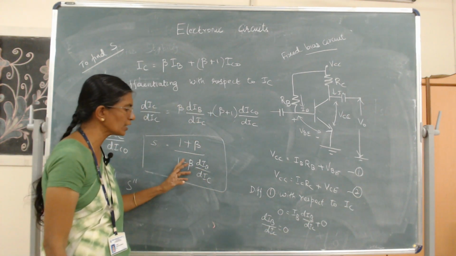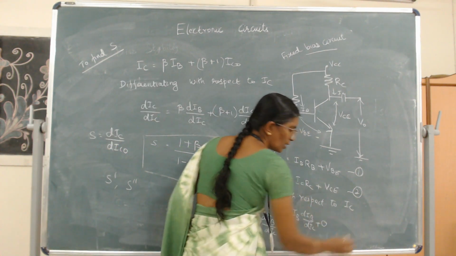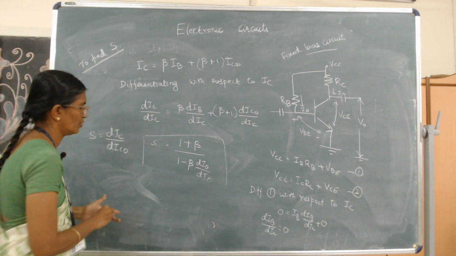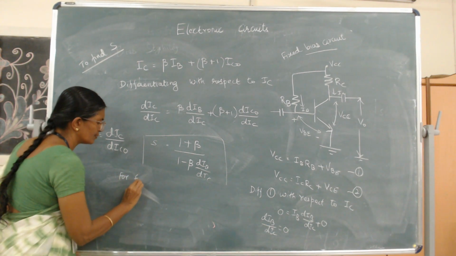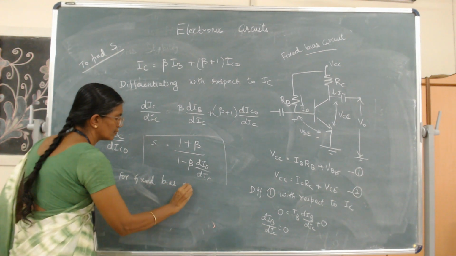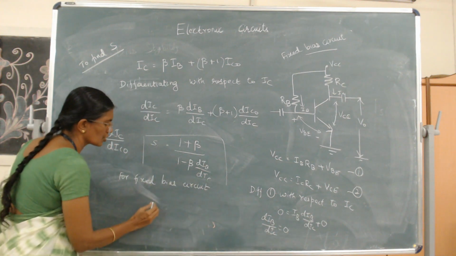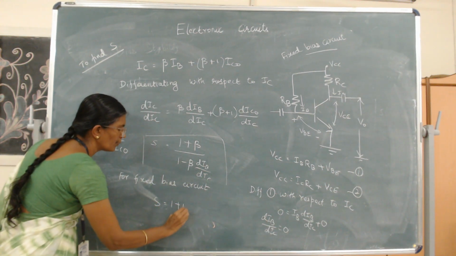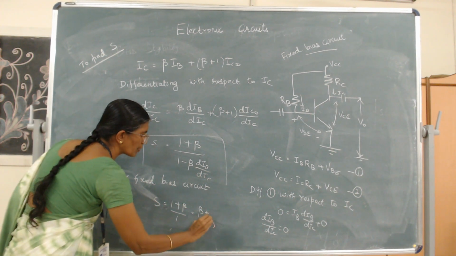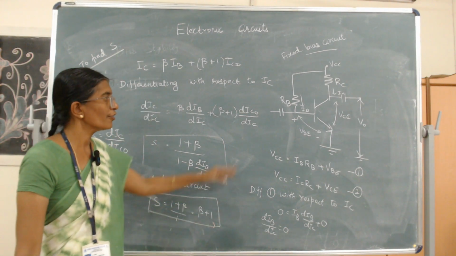So substituting this dIB by dIC equal to 0 in this equation, for a fixed bias circuit, we get S is equal to (1 plus beta) divided by (1 minus 0), which is nothing but 1 plus beta. So we can come to the conclusion that S is equal to beta plus 1 for a fixed bias circuit.